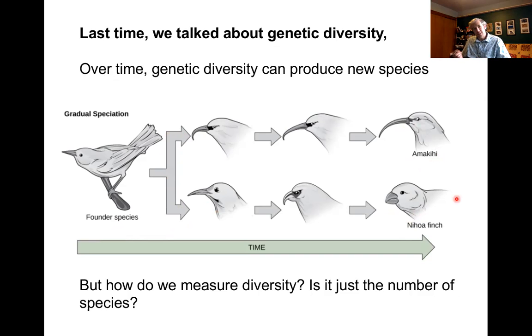But we now need to think about how we measure the diversity of species. Is it just the number of species, what we call species richness? So can we think of species diversity as just different numbers of species? Well, let's have a look.